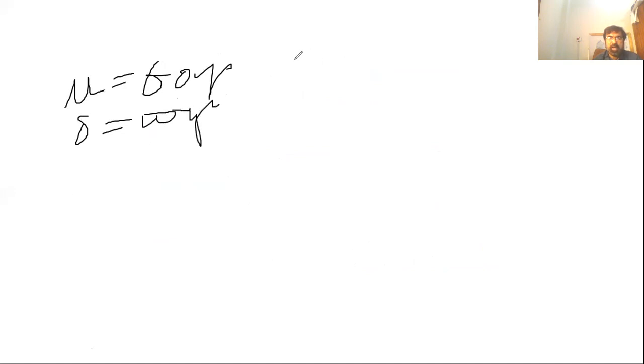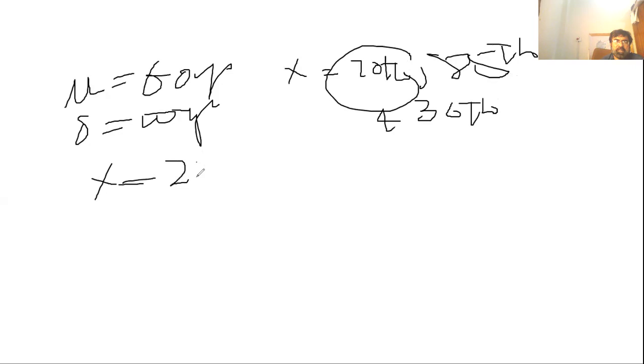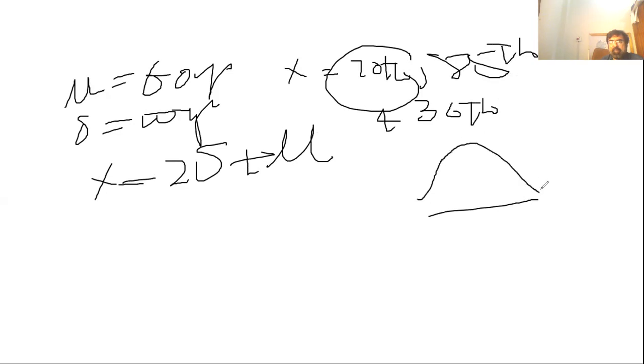And what you have to do, you have to find x for 70th percentile, for 85th percentile, and for 30th percentile. So let's do the first one, the 70th percentile, and then 85th percentile and 30th percentile respectively. So x is equal to z sigma plus mu. On 70th percentile, it will fall over here.